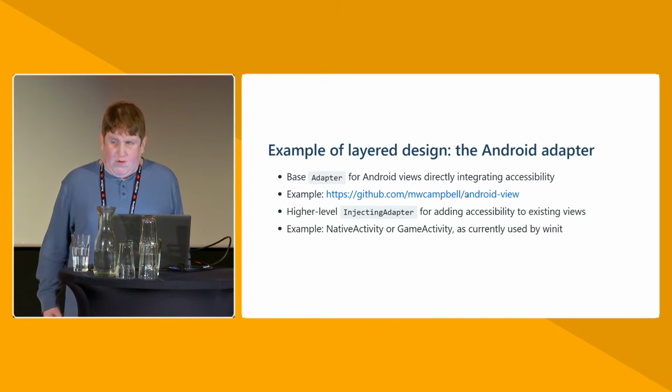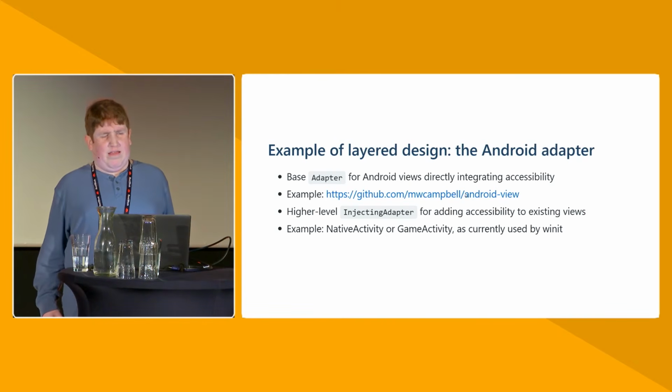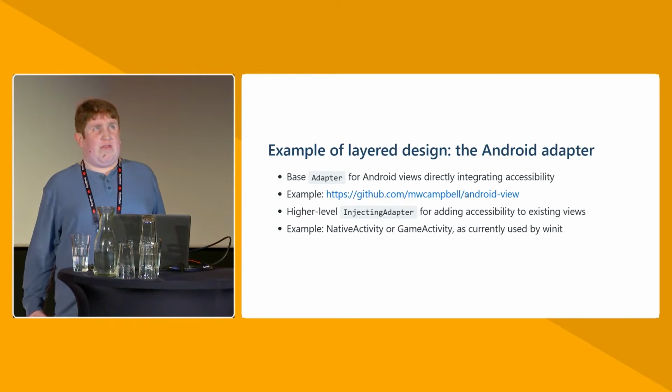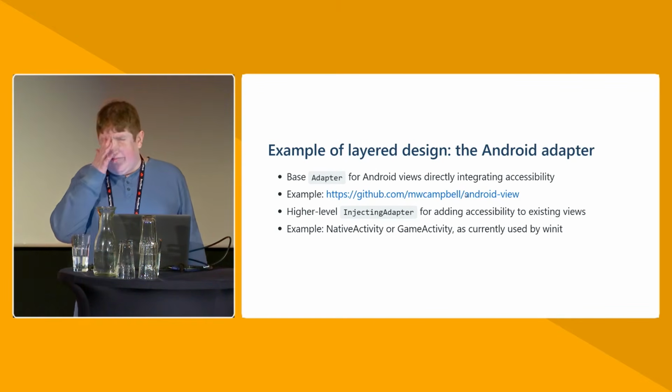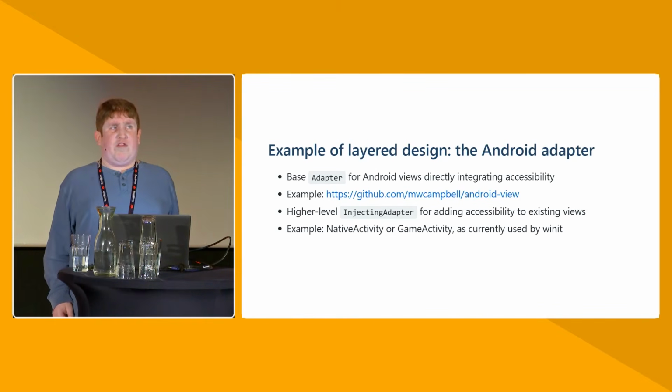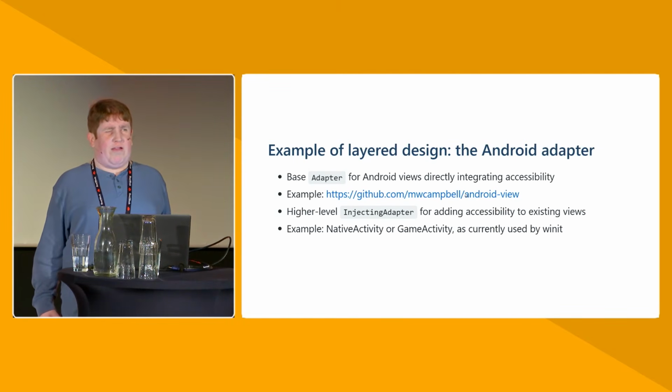And an example of where we would use that is if you're using either the native activity or game activity class, which are the two options currently supported by the Winit cross-platform windowing library.